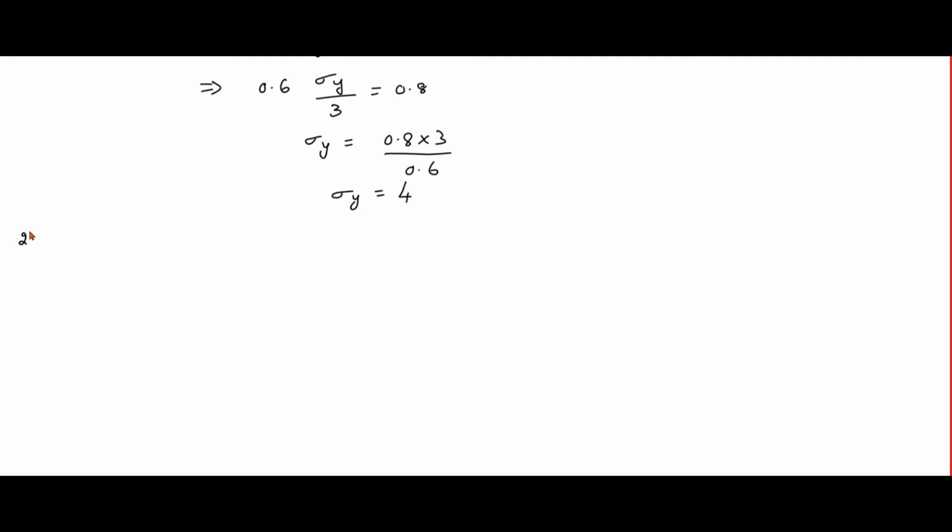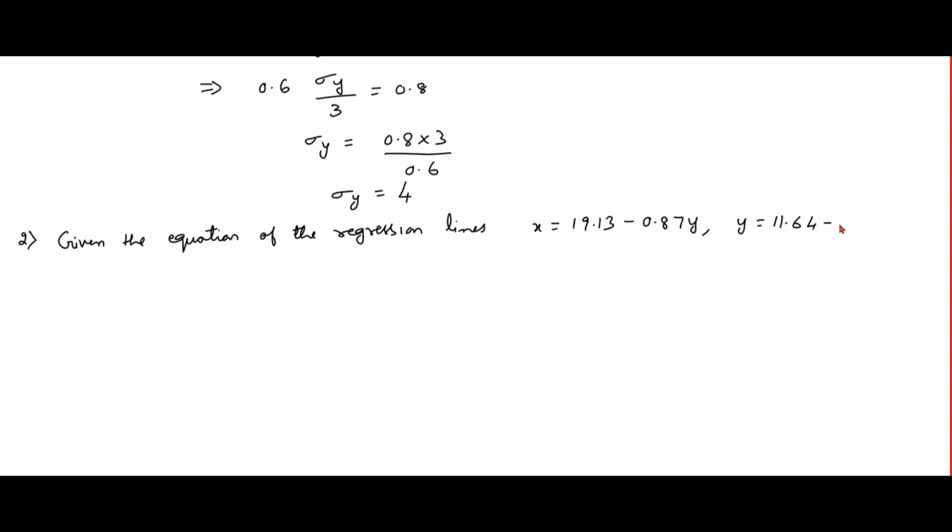The next question is, given the equation of the regression lines, x is equals to 19.13 minus 0.87 times y, comma, y is equals to 11.64 minus 0.5 x.